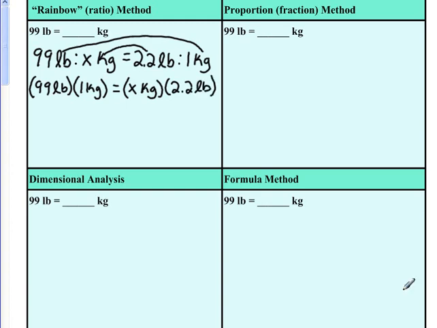To solve this problem, our goal is to get x by itself. Since x kilograms is being multiplied by 2.2 pounds, we will divide by 2.2 pounds to cancel out the 2.2 pounds and leave x by itself. Whatever we do to the right side of the equation, we need to do to the left.